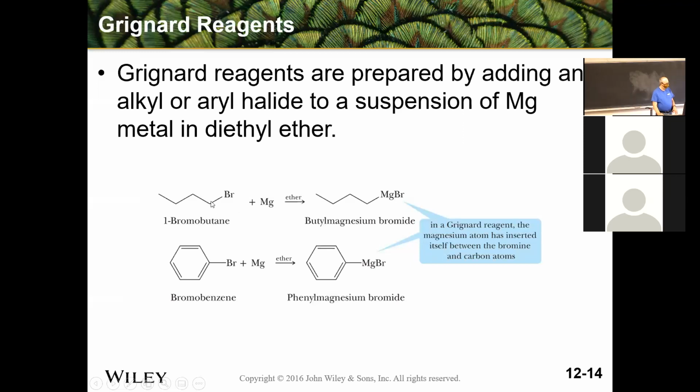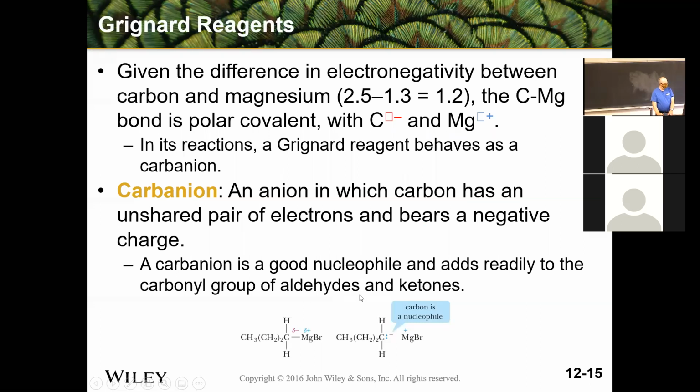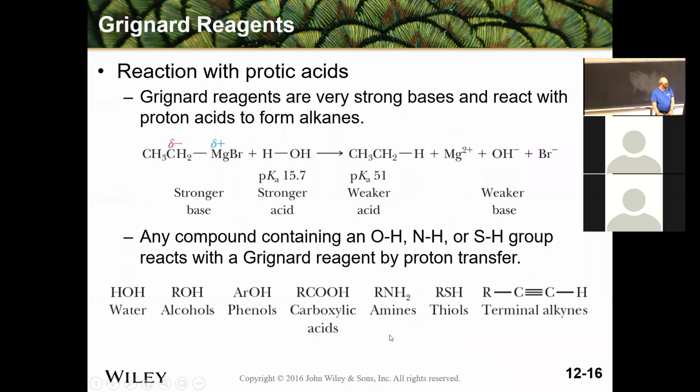Here in bromobutane, the carbon had a partial positive charge. The halogen's pulling electron density away, and that's why we can do SN2 reactions on these halides. Here, however, the polarity is reversed. Now carbon carries a partial negative charge, so it becomes like a carbanion, a negatively charged carbon.